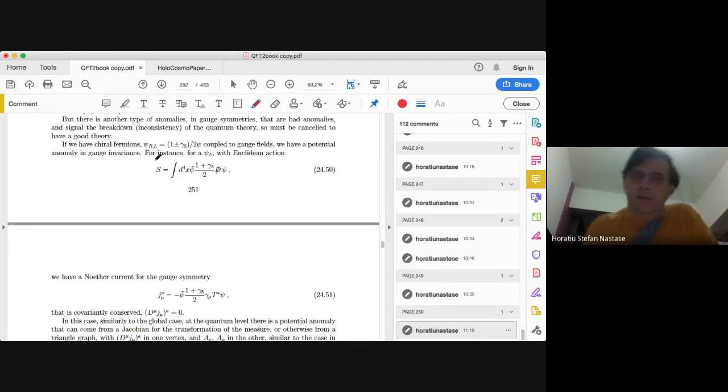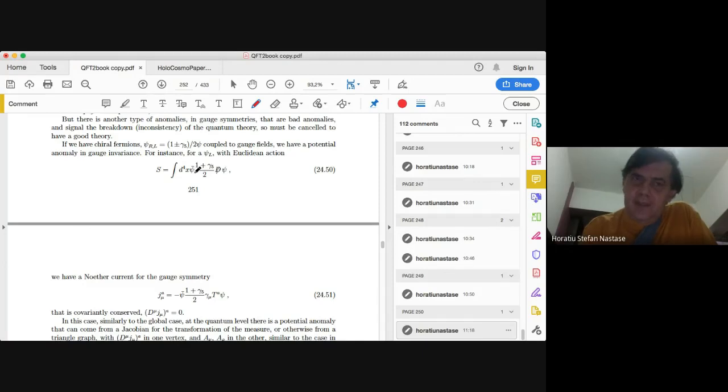This gauge anomaly appears if you have chiral fermions. Chiral fermions means, in 4 dimensions, fields psi that are projected onto the left or right parts. That is, with this projector, 1 plus minus gamma 5 over 2. So these chiral fields, if they're coupled to gauge fields, will induce a potential anomaly.